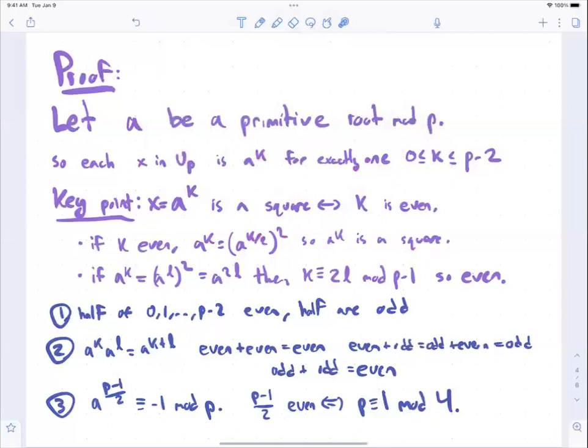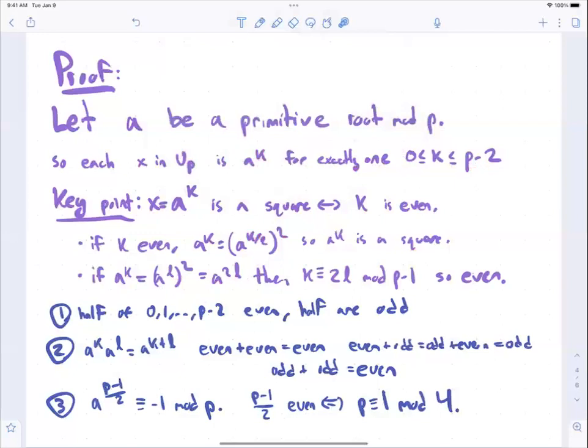What about the other direction? How do you see that if a to the k is a square, that means k is even? Well, if a to the k is a square, it's something squared, and that something else can be written as a to the l. So a to the k is a to the l squared, and that's equal to a to the 2l. Now k is between 0 and p minus 2, and l is between 0 and p minus 2, but this 2l might not be between 0 and p minus 2.